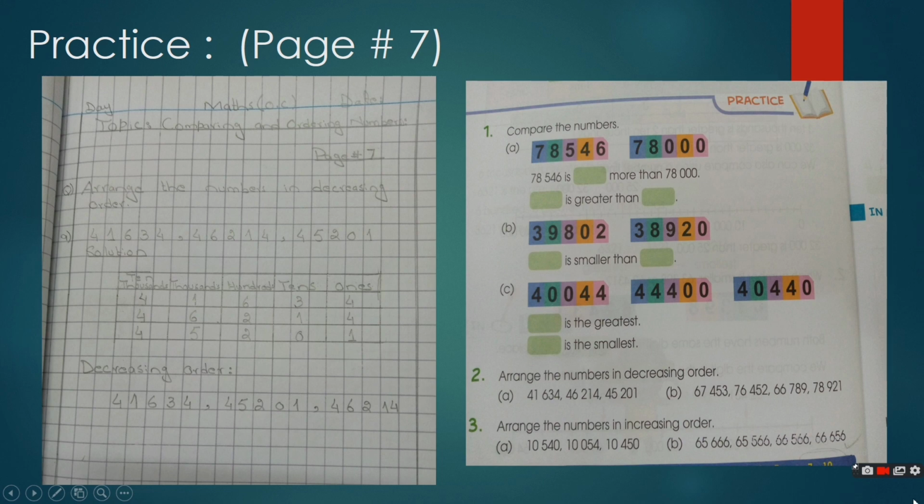Now please try to attempt part B of question number 2 and question number 3 by yourself on a piece of paper. It's your home task and you have to submit this home task in the school for the assessment marks.